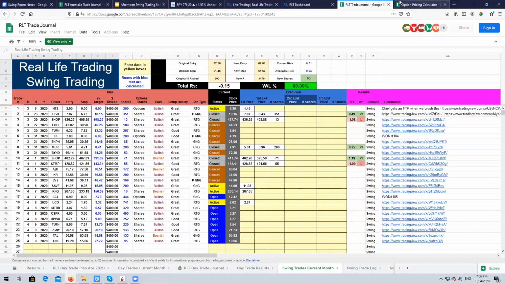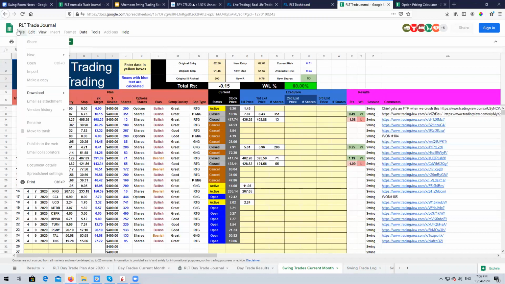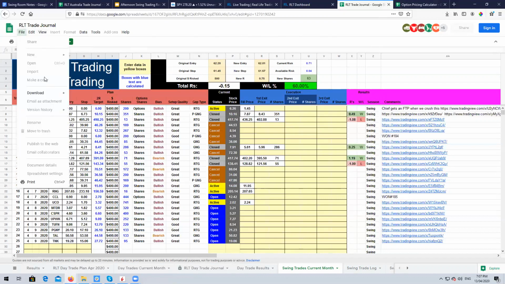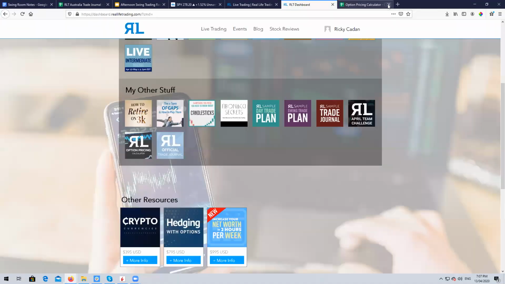So with this one, if you guys wanted a copy of that, same deal, go to file. Oh, this one you can't make a copy of. Oh, sorry, you can. You just got to log in. So make sure you're logged in, and then you go to file and then click on make a copy.